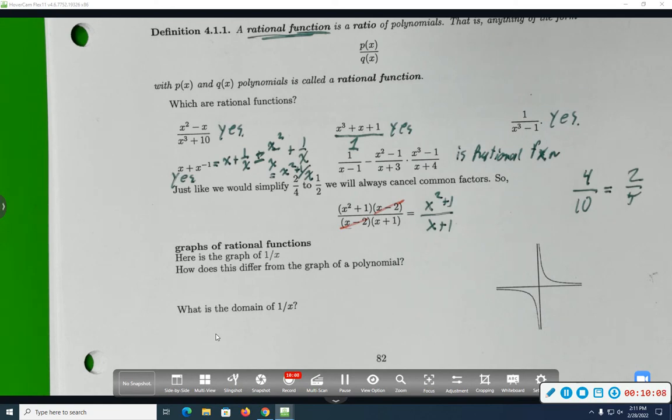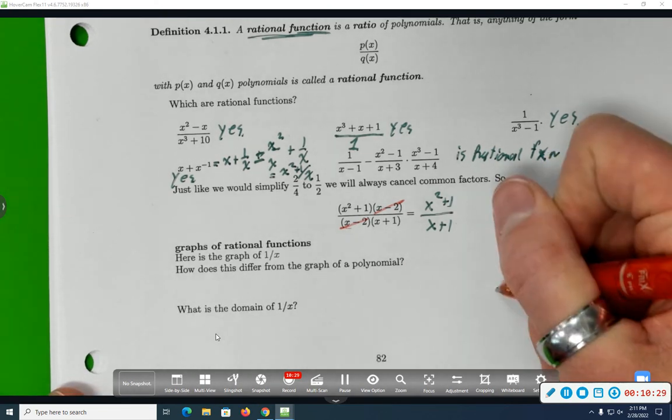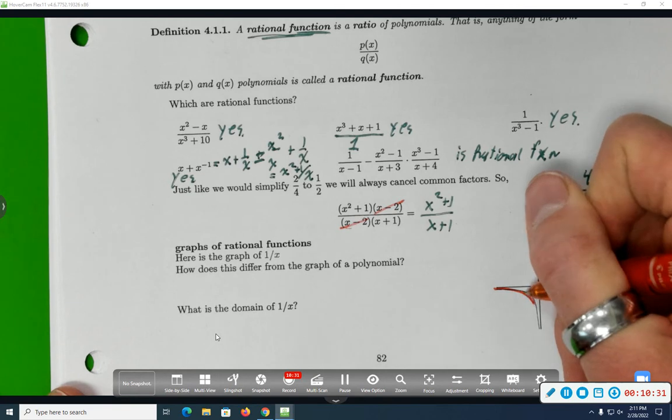So, graphs of rational functions. Much of the goal of today is going to be what does a graph of a rational function look like? How do you find things like its intercepts and its asymptotes? And what does the word asymptote mean? So, let's talk about this to begin with. So here is the graph of a rational function. Here's the graph of y equals 1 over x.